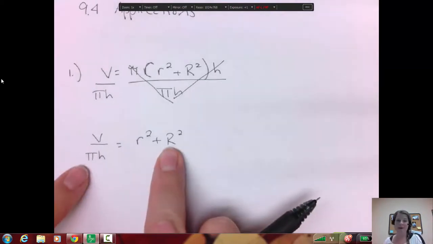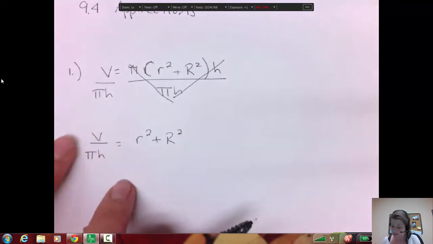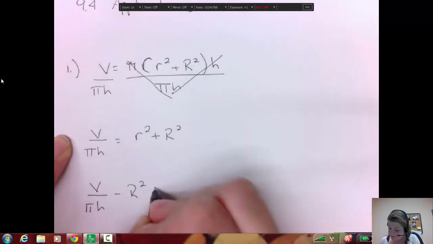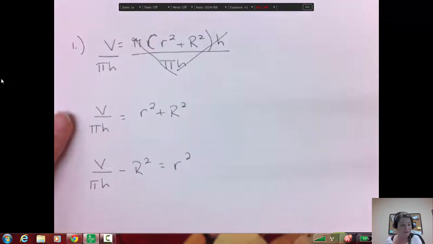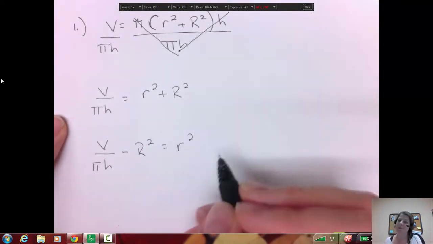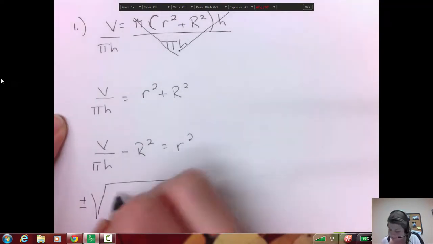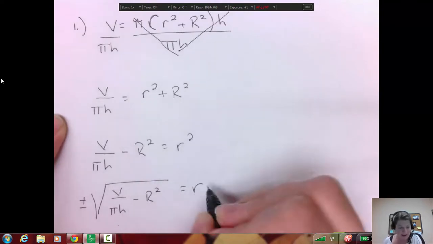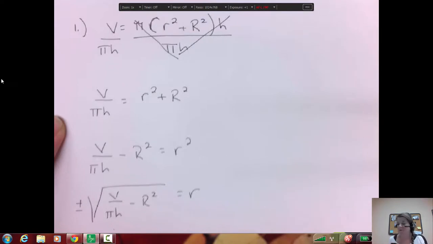Now I want to move over the big R squared so I can solve for little r. And I'm going to subtract that over. This is already here, so make sure when you subtract it that you write it after what was already there. So it's this minus R squared equals little r squared. Then from here I have to square root it. Here's what most people forget. When I take the square root, I have to do the plus or minus. So it's going to be the plus or minus square root of v over pi h minus R squared equals r.